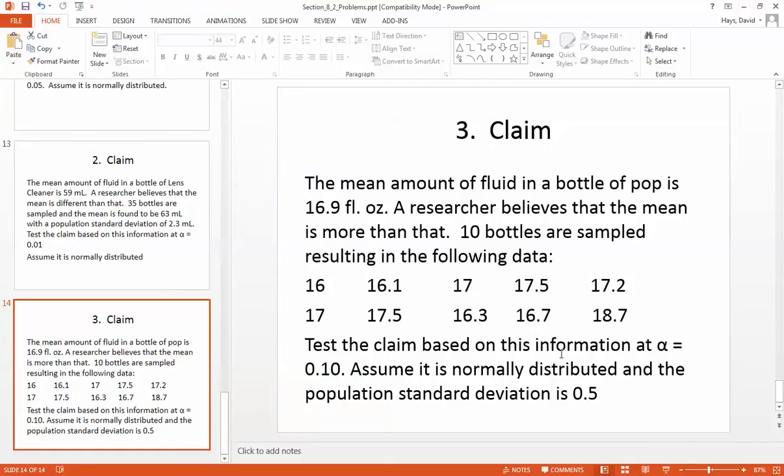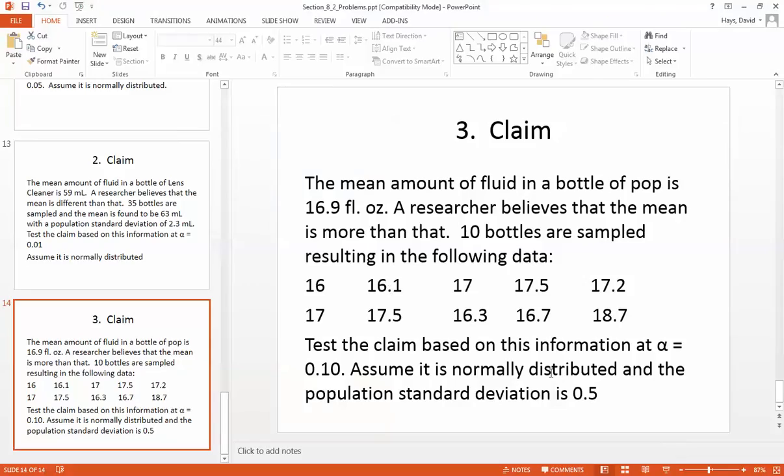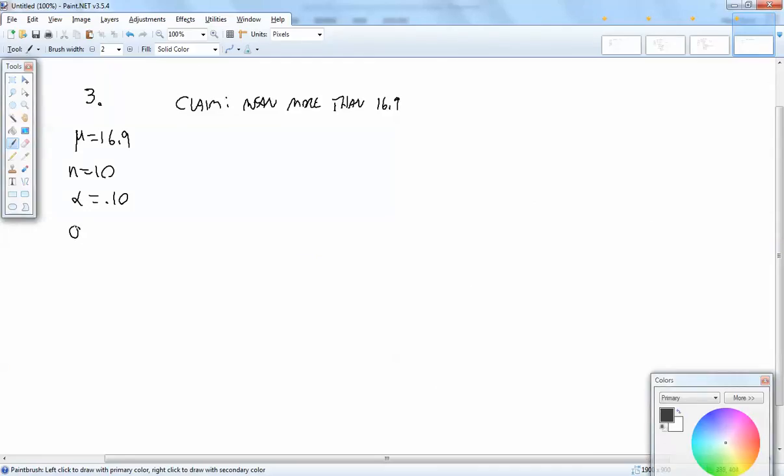Test the claim based on this information, where alpha is equal to 10%. So alpha is 10%. Assume it is normally distributed and the population standard deviation is 0.5. So sigma is 0.5. Now the sigma is what I made up here, so we'll see.